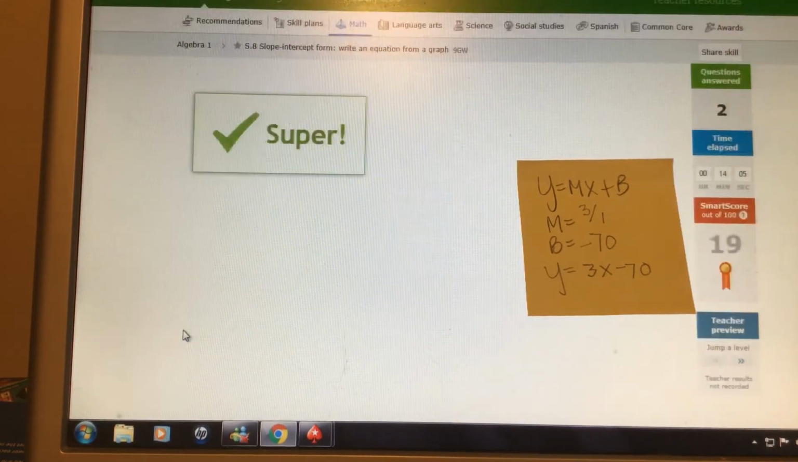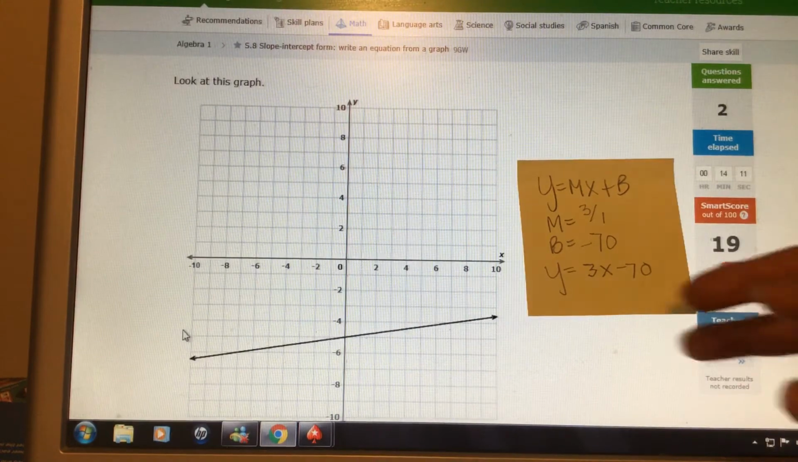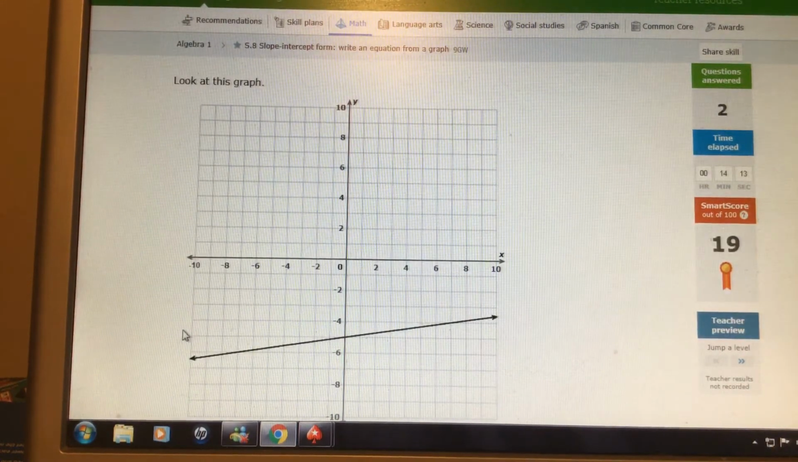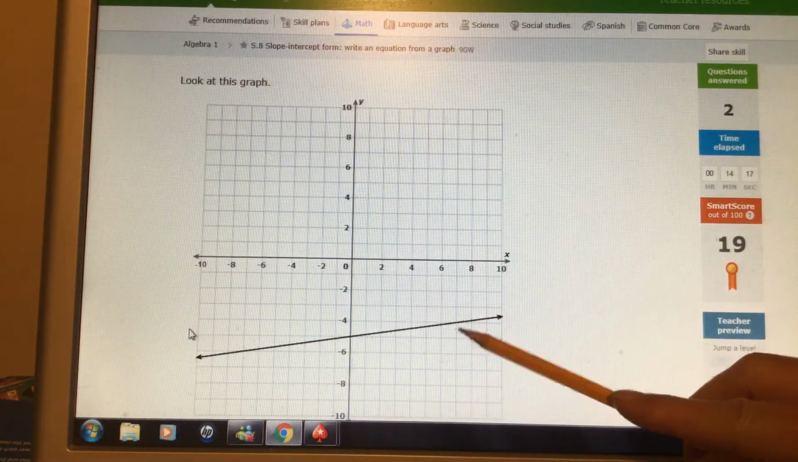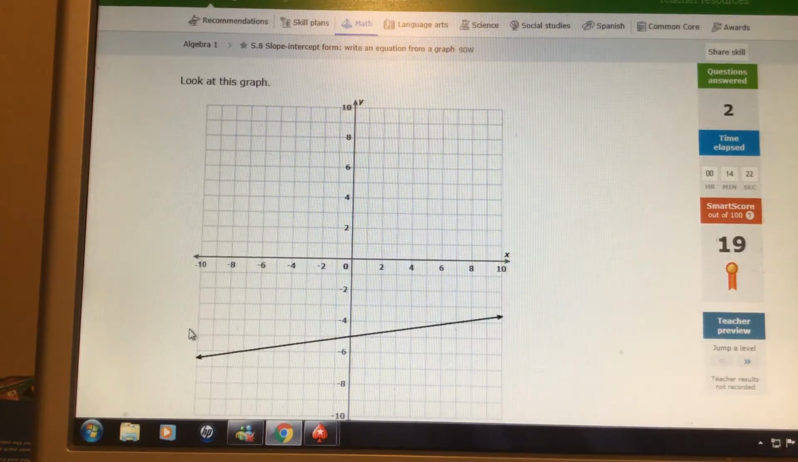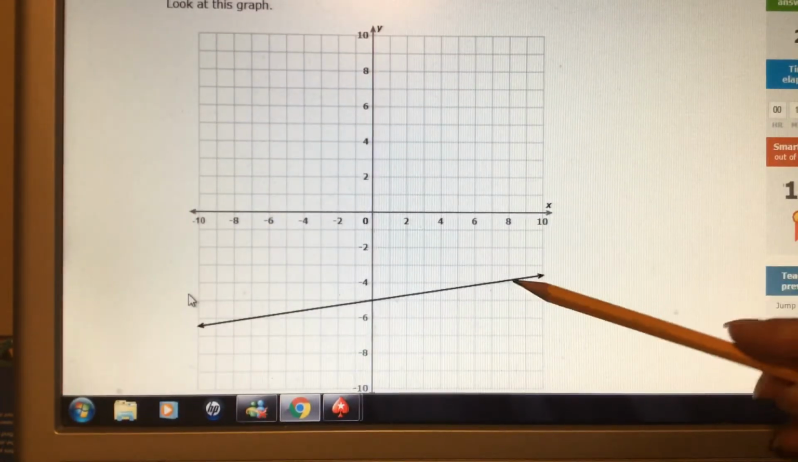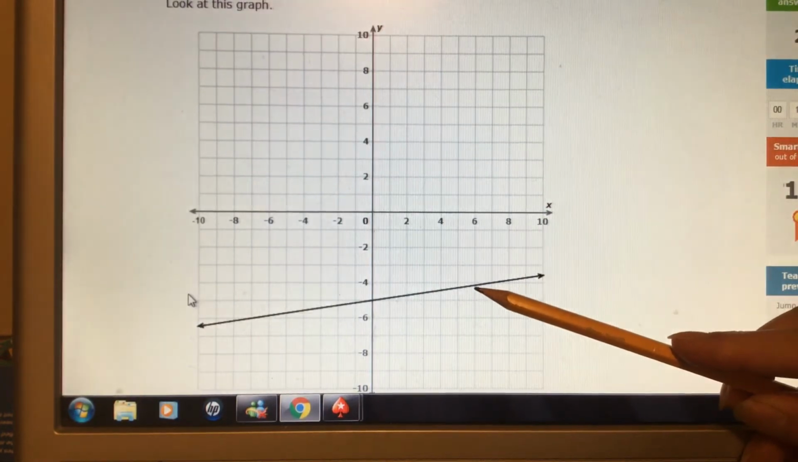Hit submit, and we're golden. Okay. Now I want to show you on this next one. Notice the slope is very subtle. And when you get over to the end, let me see if I can make this a little bigger. Okay, it's hard to see, so be careful.